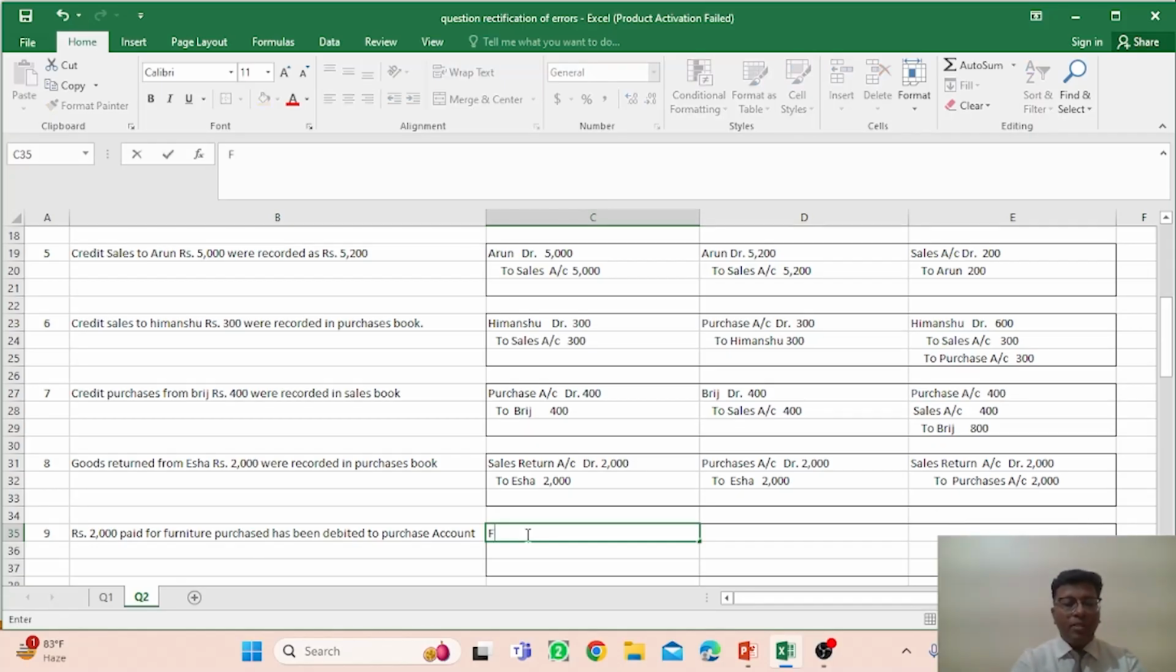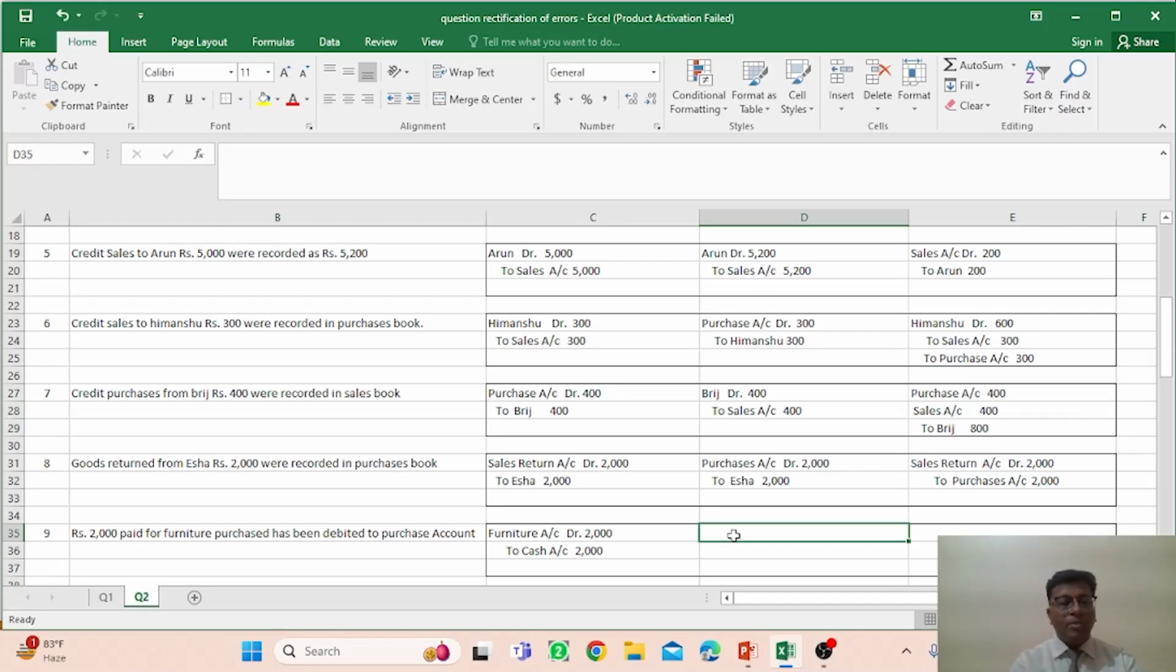The entry should be: furniture account debit rupees 2000 and to cash account rupees 2000. And what was the wrong entry? The wrong entry was related to purchase: purchase account debit 2000 and to cash account.